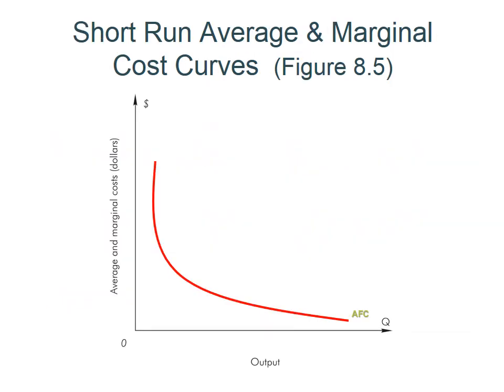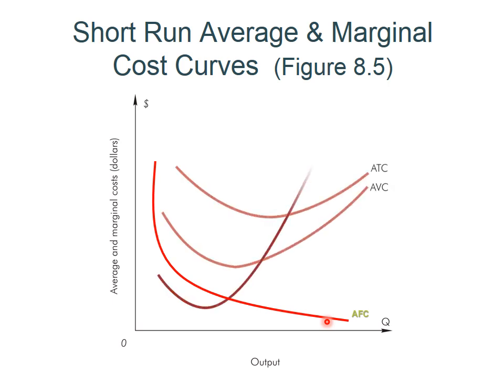So we have the AFC curve continuously falling, coming closer to the x-axis, but it does not touch the x-axis. AVC and ATC are U-shaped, and the marginal cost curve is also U-shaped, but it lies below all average costs first and then it cuts them and goes above them.